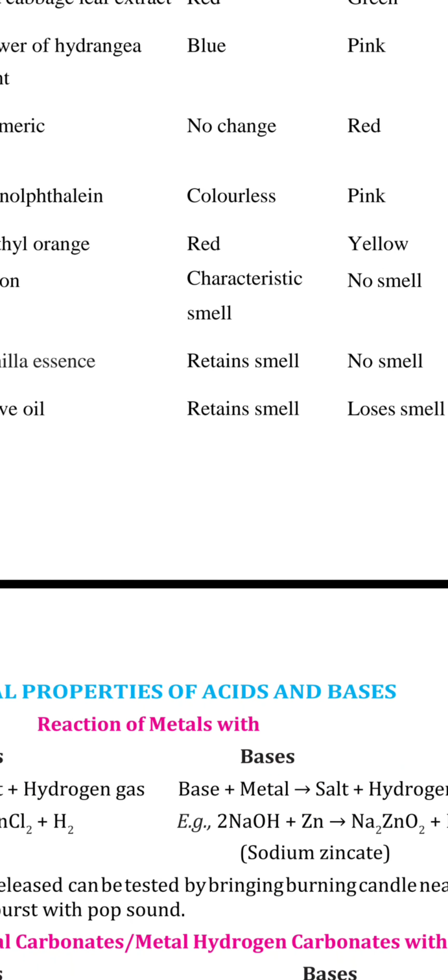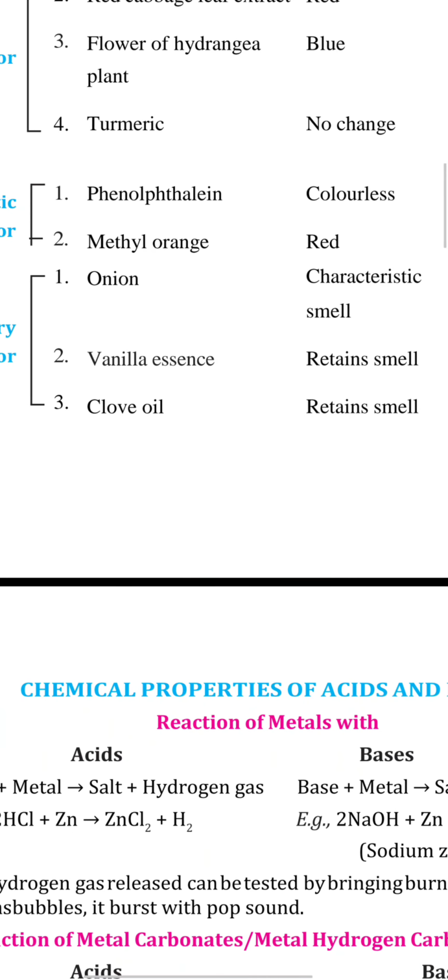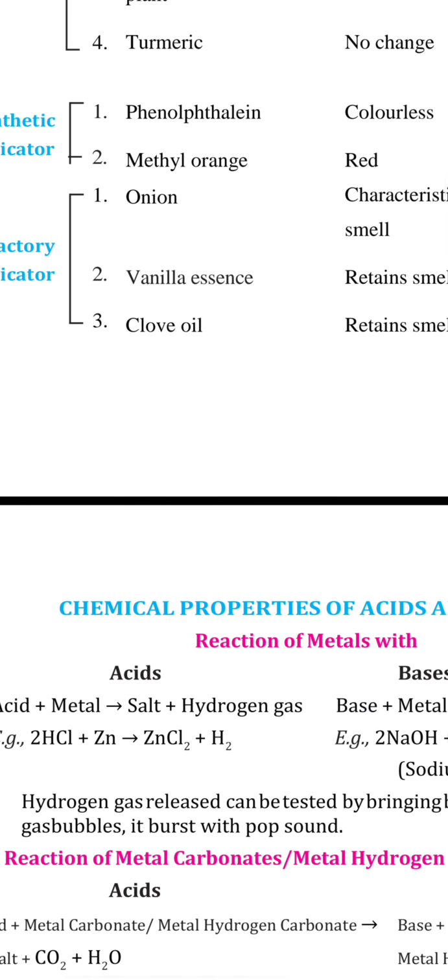Now properties of acids and bases. Reaction of acids with metals. When acids react with metals, they give salts and evolve hydrogen gas. This is applicable only to reactive metals which are above hydrogen in the reactivity series, so they can displace hydrogen from any acid.